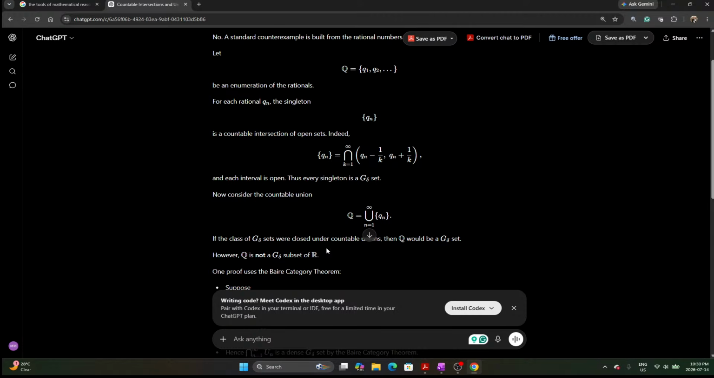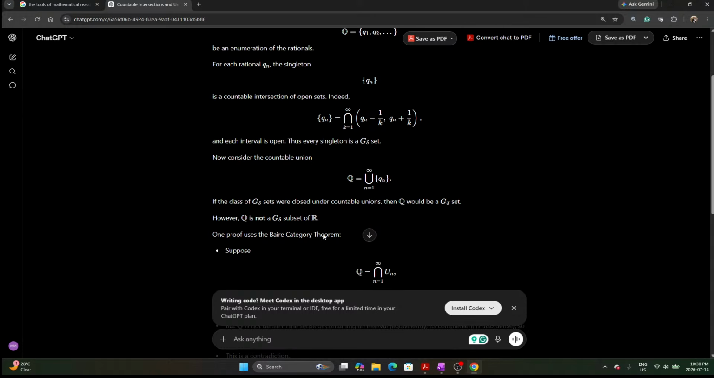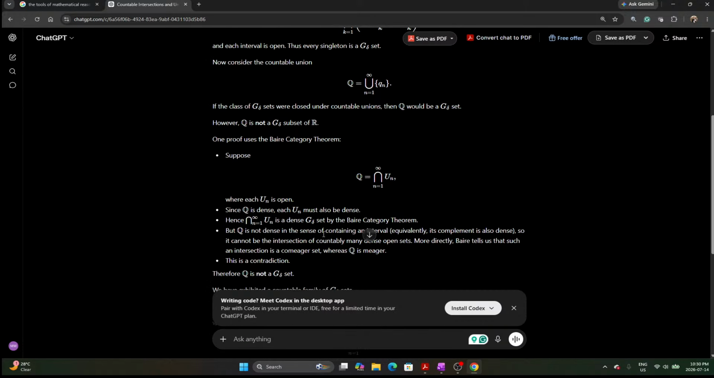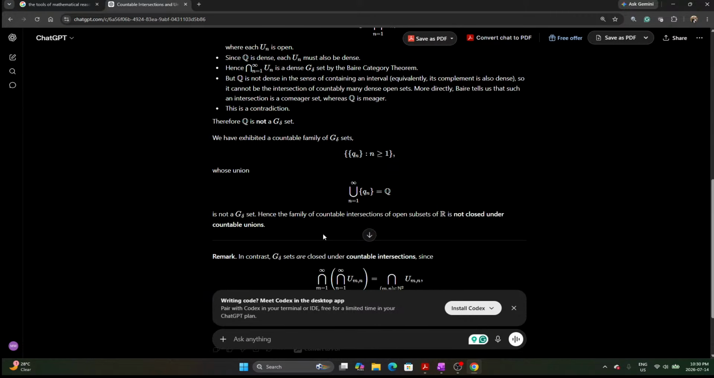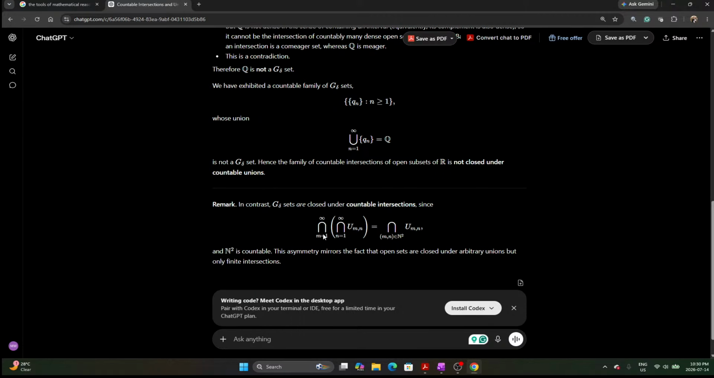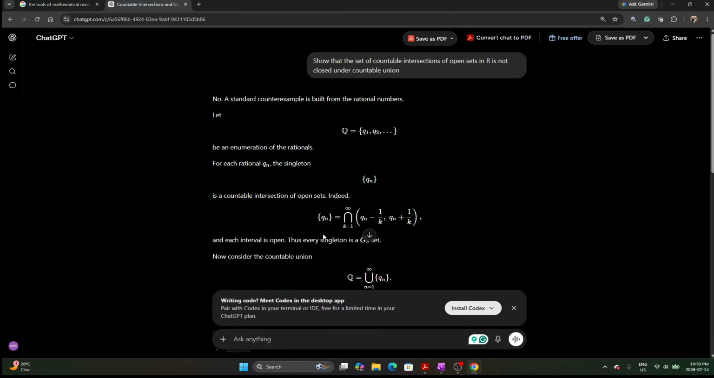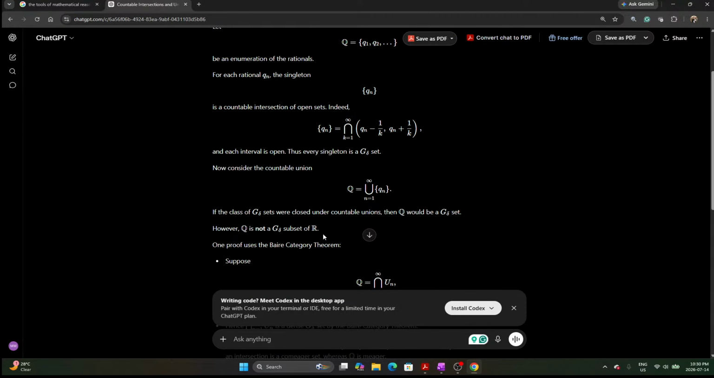Right, so here we have that every singleton is a G delta set. Let's try not to use this terminology because it assumes more background. But one proof uses Baire category. Perhaps it's a little bit deep for what we're doing here, so let's just try to use as elementary tools as possible.